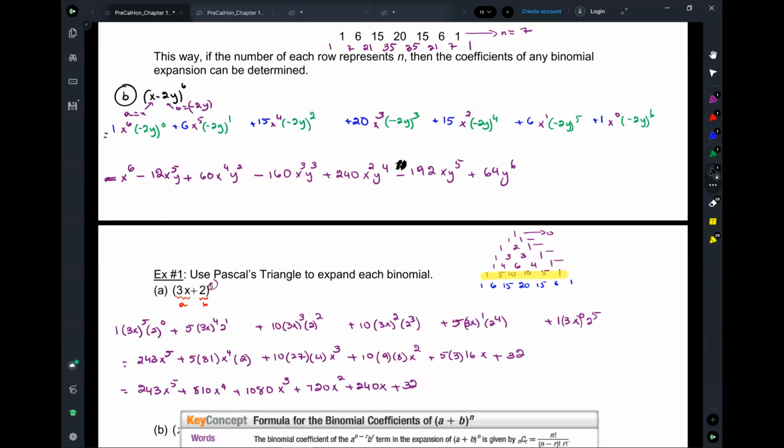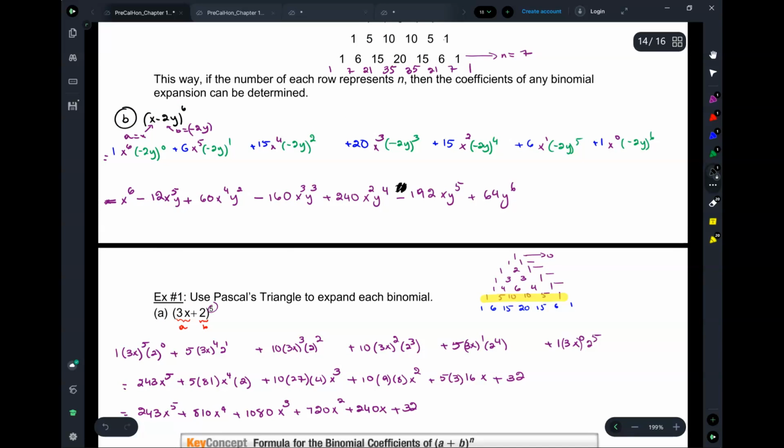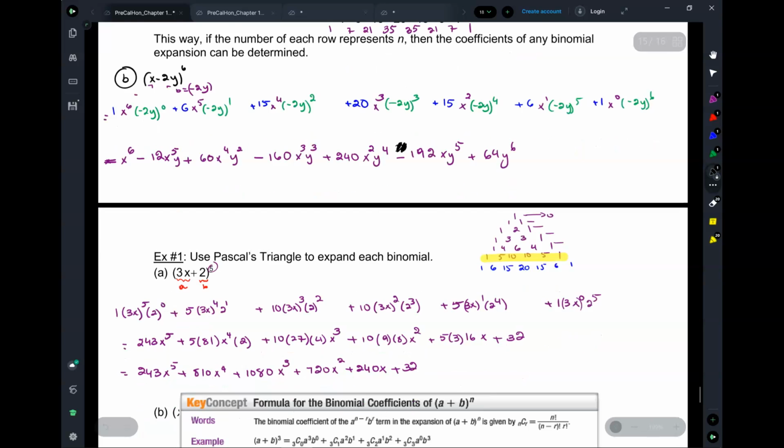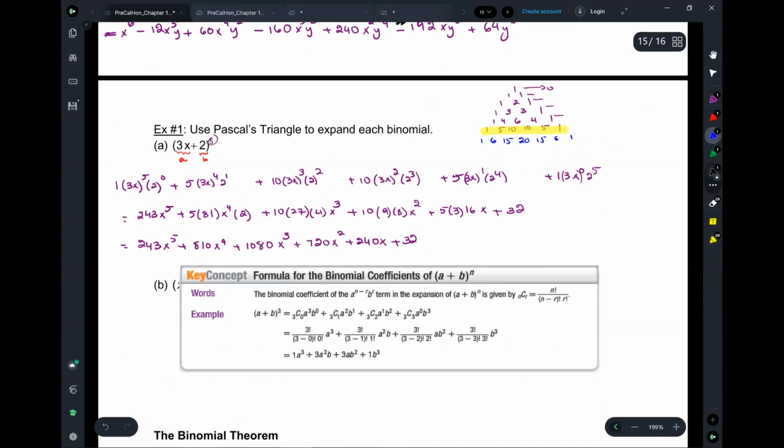So first of all, let's look at these exponents for a minute. Here, let me go to this one. So in this one, n equals 5. Yes? So this number here is n, right? It starts with n.